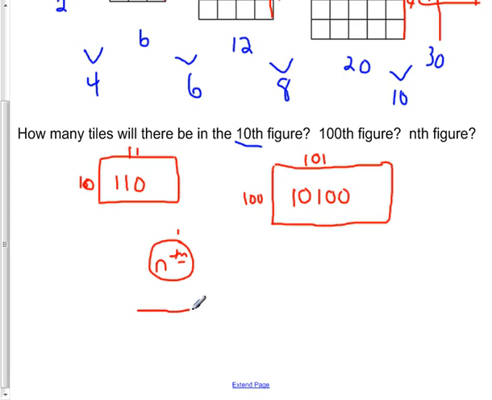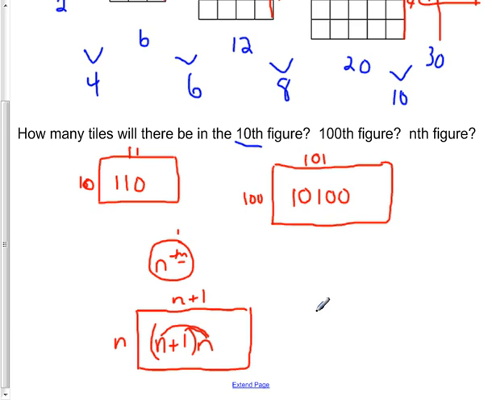across the top, it's going to be 1 more than n. So it's going to be n plus 1. Then across the side, it's just going to be n. So the area of this rectangle is n plus 1 times n. Then we distribute that n in. You could leave it the way we have it here, or you could distribute it, and so the answer is going to be n squared plus n. That's going to be the general formula.